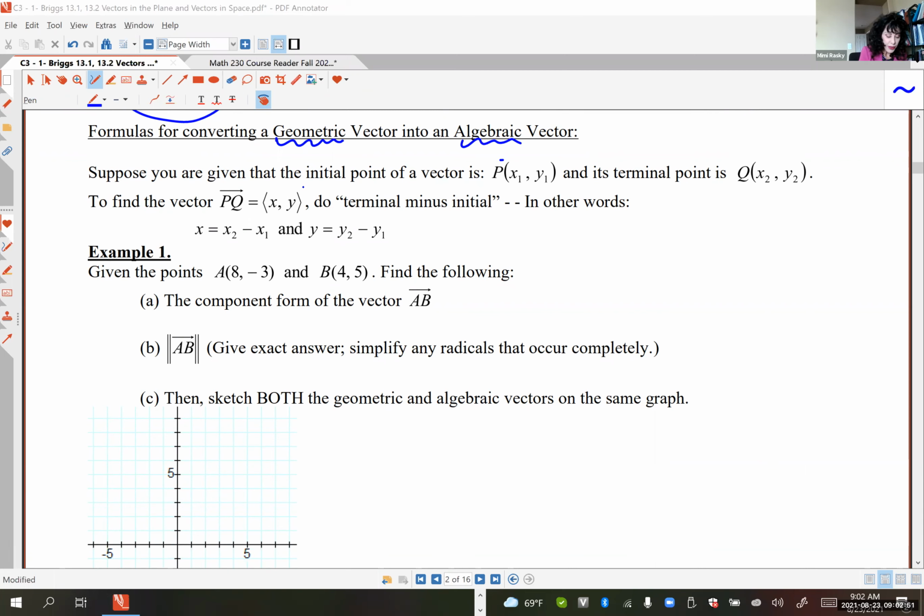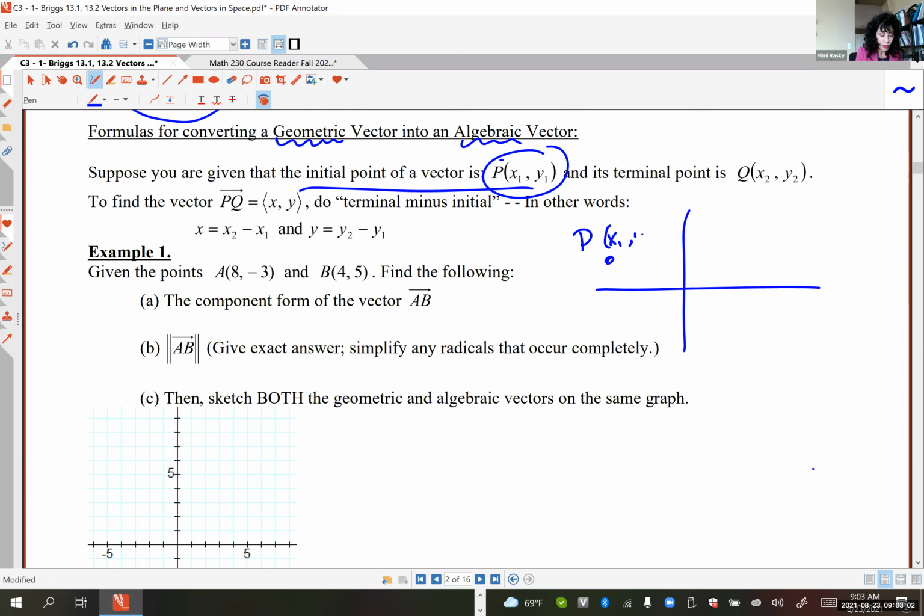Suppose somebody gave you the initial point of your vector and they said, oh, it's point P, X1, Y1. You know, so let's just say, I'm just going to draw something here. Here's P, X1, Y1, fine. And way over here is Q with some other coordinates, X2, Y2, fine. Okay, let's say somebody wanted you to find the vector PQ. So if I draw PQ, the terminal point has the arrow on it. There's the vector PQ right there.